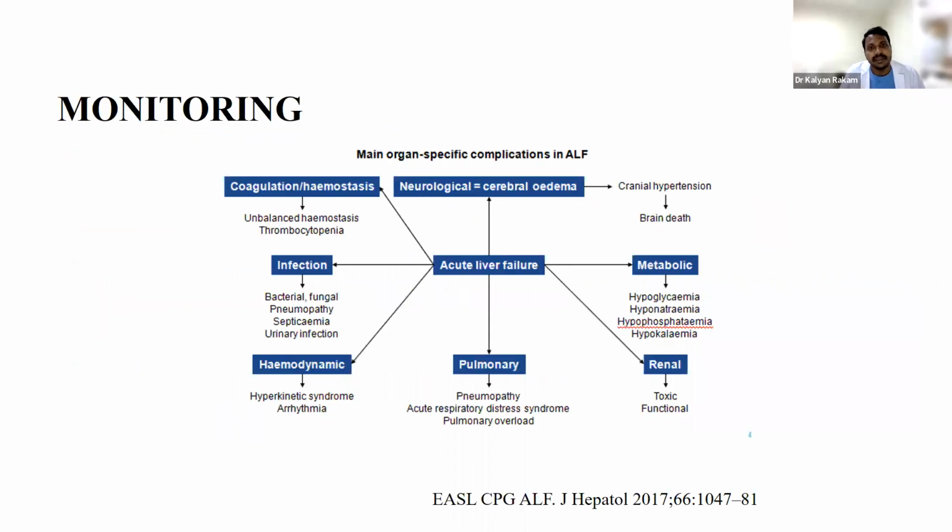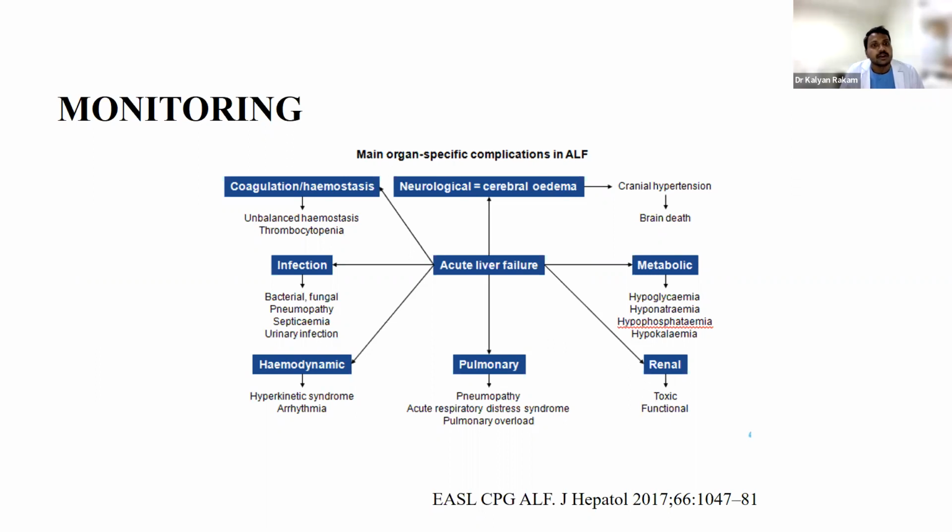Our monitoring mainly includes neurological and different systems. Most important is the neurological monitoring, because acute liver failure patients land with cerebral edema because of high ammonia levels. This cerebral edema leads to increased intracranial pressure and intracranial hypertension, which later leads to brain herniation and brain death. So it is very important that the neurological monitoring of acute liver failure should be done at regular intervals, and it should be monitored continuously.